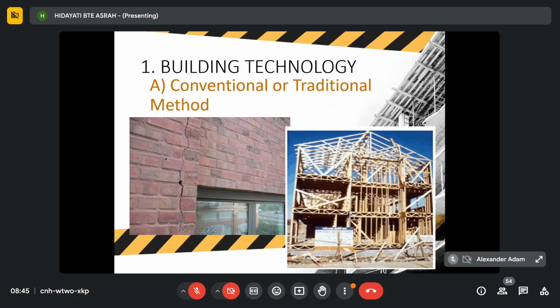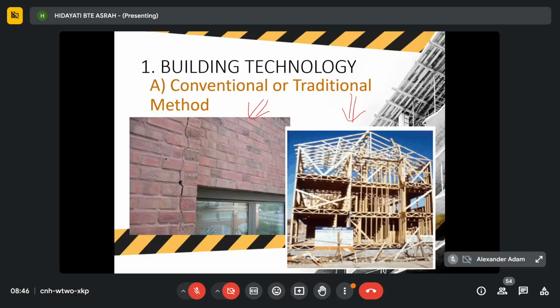So if we see the left picture, the conventional method of constructing a wall is by using brick. They lay the brick, they bind the brick using mortar. Okay, that is a conventional method. At the right picture you can see this is construction of a building using a structural framework. So this one is also considered under the conventional or traditional method. So for this framework, the material used can be concrete, timber, or steel. So these are the examples of conventional method.